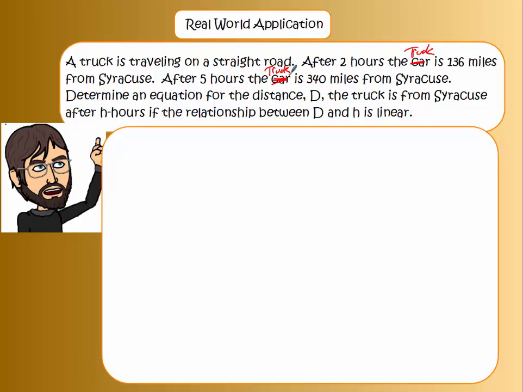Determine an equation for the distance d the truck is from Syracuse after h hours if the relationship between d and h is linear. Alright, so what do we know here? We know that after 2 hours, the truck is 136 miles. Okay, so let's write down some things we know in this problem here. So 136 miles in 2 hours.